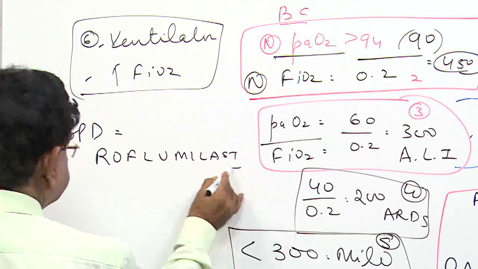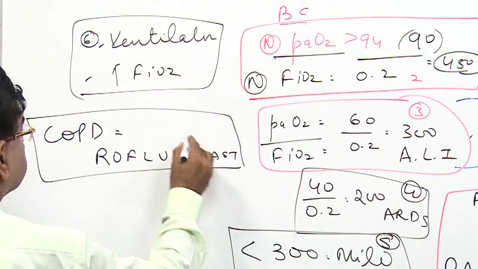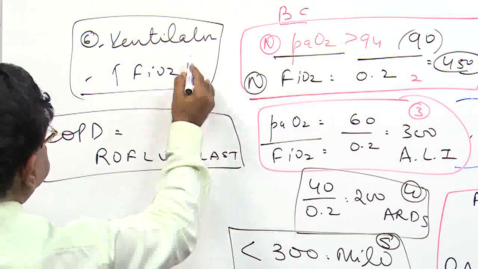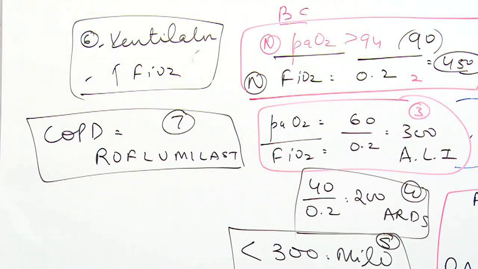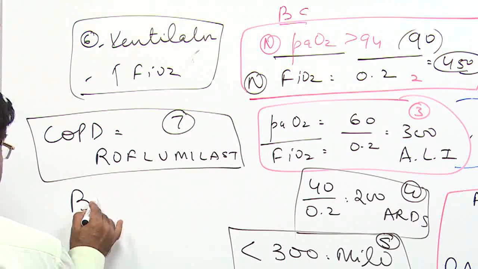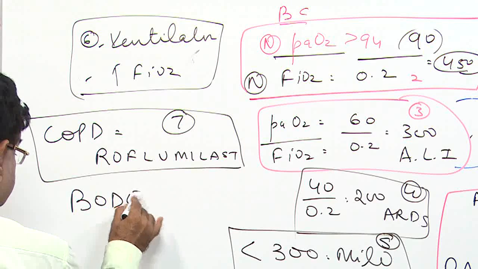This is the 19th edition, what they talk about. This was box number 6. This is box number 7. The new drug which has come in the 19th edition of Harrison, roflumilast, is the drug that we are using. And one more thing, you should know the basic concept: for lung transplantation we use the BODE index.